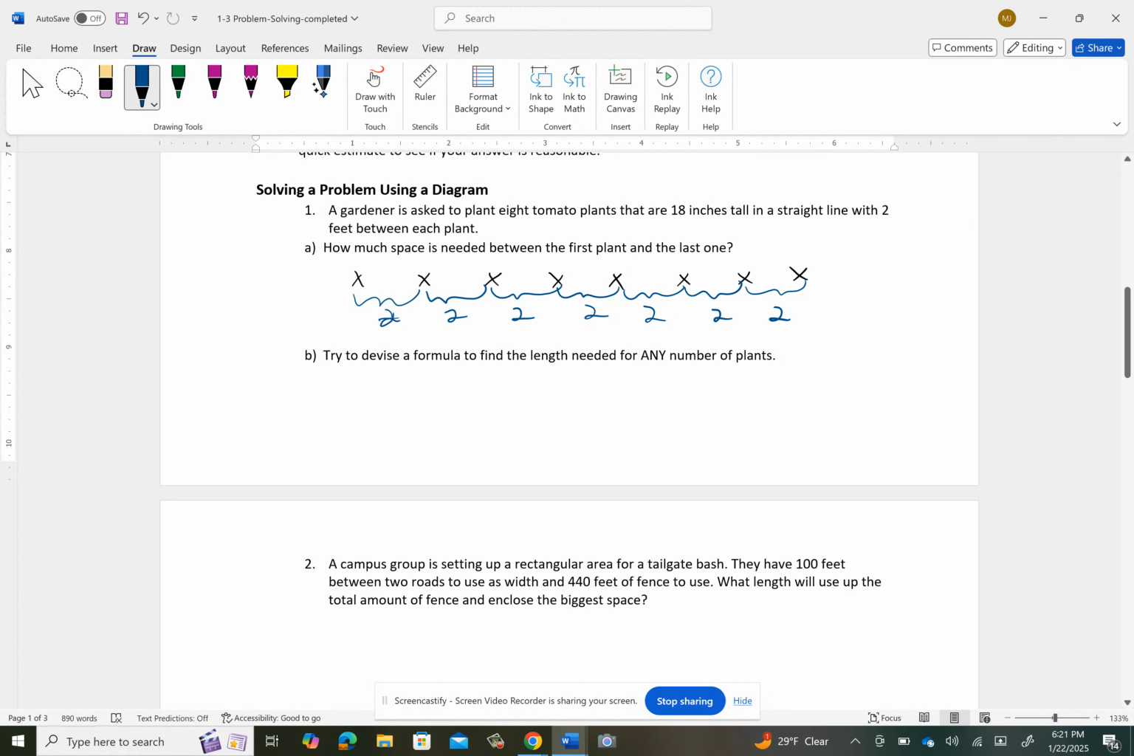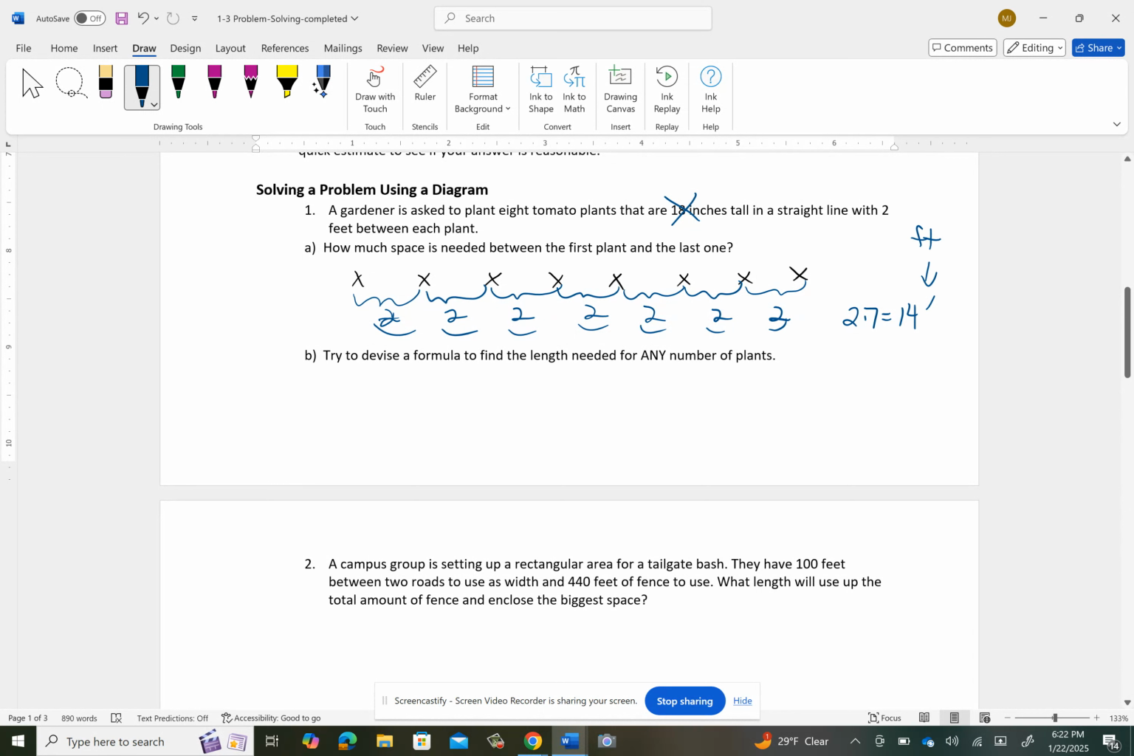So I actually have it all drawn out so I can see what to do. And that would basically be to take all these 2s. So there's 1, 2, 3, 4, 5, 6, 7 of them. And you're kind of assuming the plant itself doesn't take up much space. That 18 inches is how tall they are, not how wide they are. So that's really just extraneous information. So it looks like I could just do 2 times 7, or just add up 7 2s and get 14 feet. That symbol right there, by the way, means feet, if you've never seen it.